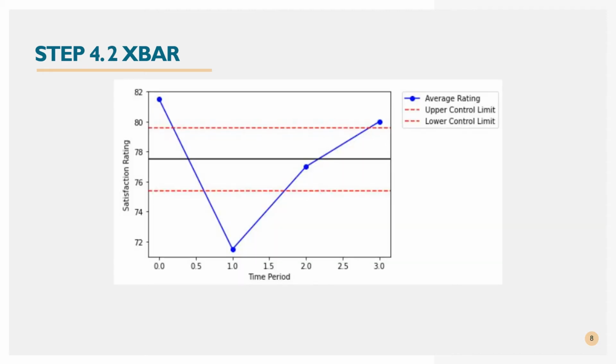Step 4.2, X bar. As you can see, the plot was given the control limits and the observations. Note that the upper control limit and the lower control limit are drawn with dashed lines and in red. There are only 3 observations in this time period. Also note that the second time period falls below the control limits, showing that in this time period we did worse than usual.